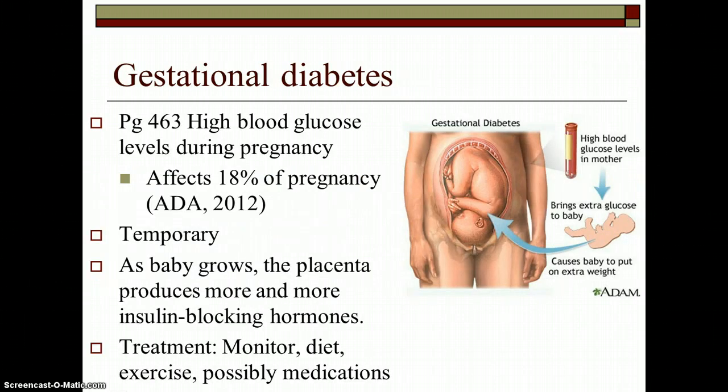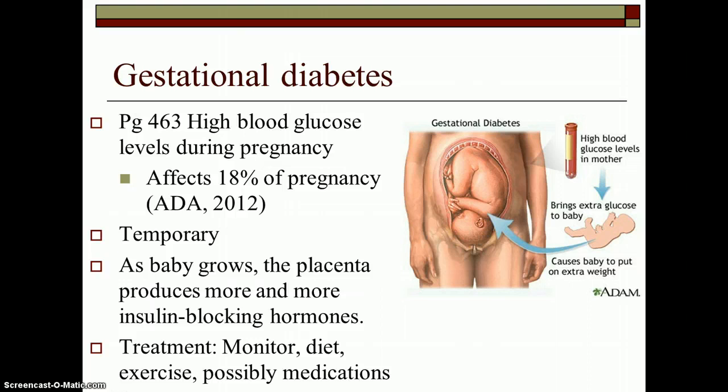So gestational diabetes means that they're going to have a high blood glucose level just during pregnancy. They didn't have it before they were pregnant, but now since they have become pregnant, they are having high blood sugars. This affects about 18% of pregnancies, so about 1 in 5 women will end up with gestational diabetes. It will be temporary. It should go away after the baby's born, although if women do get gestational diabetes, they have a 35 to 60% chance of getting type 2 diabetes later in life.